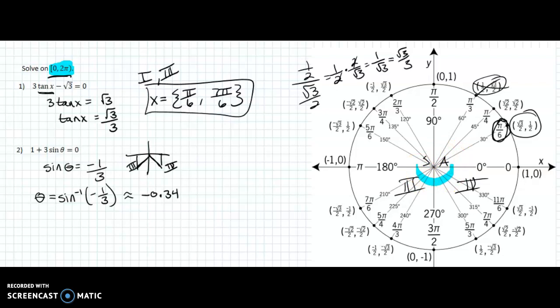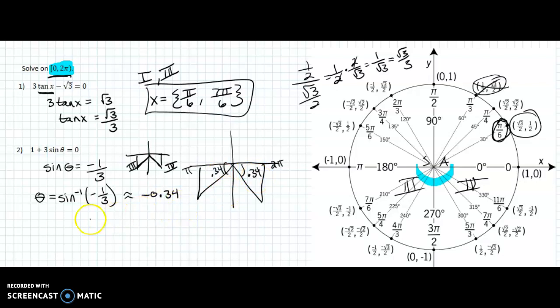Okay, so now we have to use what we know about reference angles. So let's redraw our picture a little bit bigger. And what that means is that this angle is 0.34. It also means that this angle right here is 0.34 radians. And so I can use 2 pi and pi to find the angle in quadrants 3 and 4.